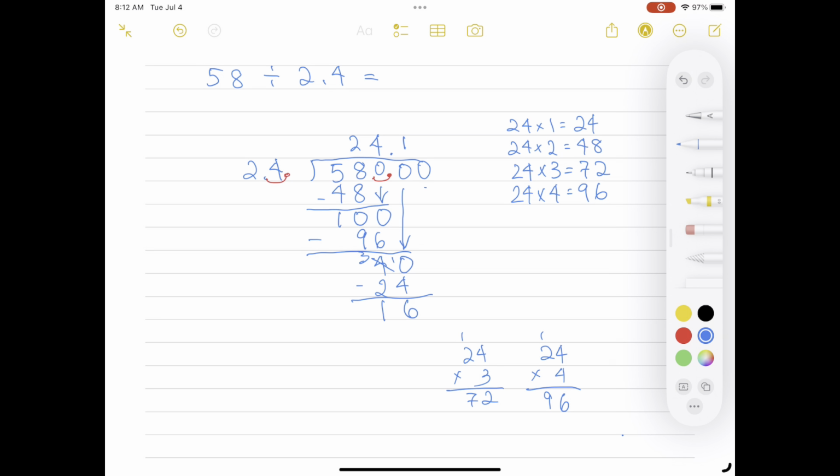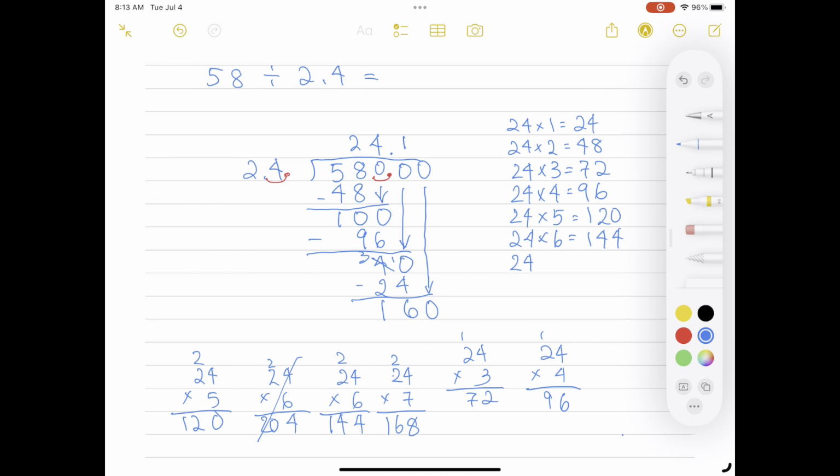24 goes into 160 how many times? So we do more side calculations to figure out the multiples of 24, and we find that 24 goes into 160 6 times. 24 times 6 is 144.